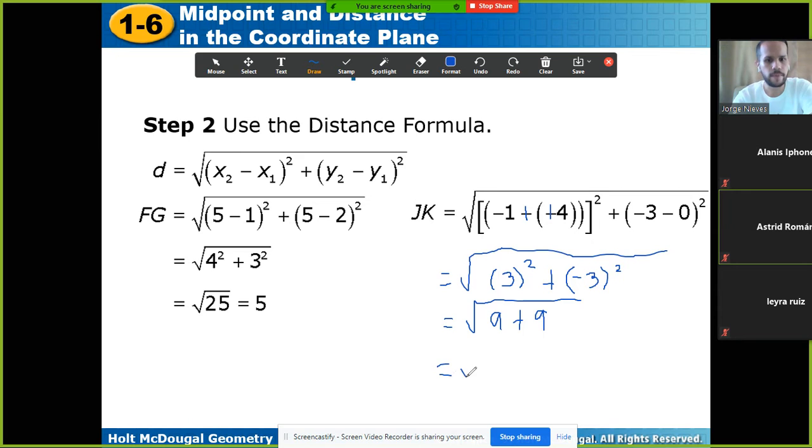But when we evaluate the square root of 18, we don't have an exact number that gives us 18. If you put that on your calculator, it's going to be 4.24. So what happens? Is the answer the same? Is FJ congruent to JK? Can someone tell me? The distance is the same, yes or no?